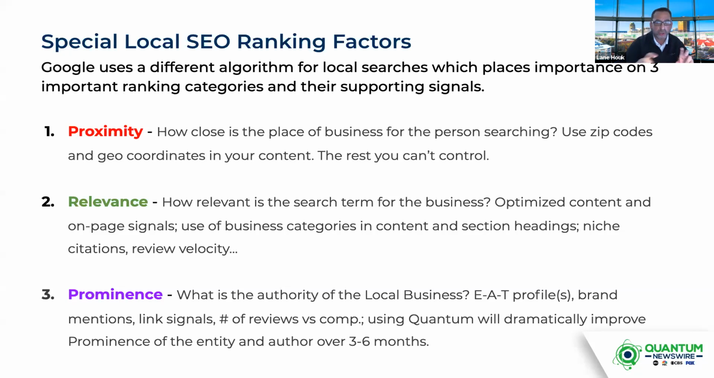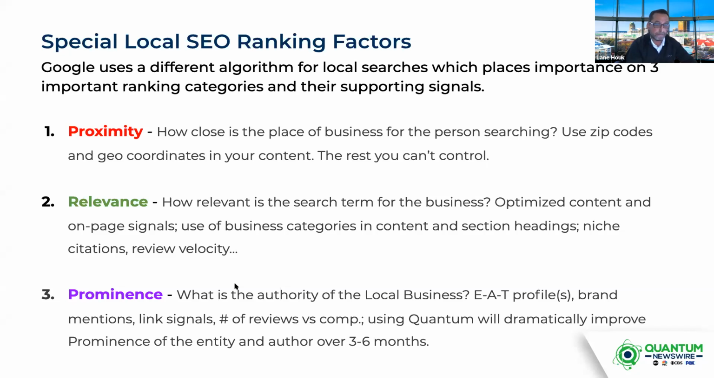And then structured content. So your section headings, obviously your H1, H2, H3 text, those are specific signals to Googlebot as it crawls the content. And so that will also send off a signal of relevance to the algorithm as it crawls your content. So we really try to use section headings a lot in our content, also in Quantum Newswire. And then review velocity and niche citations can also help with relevance.